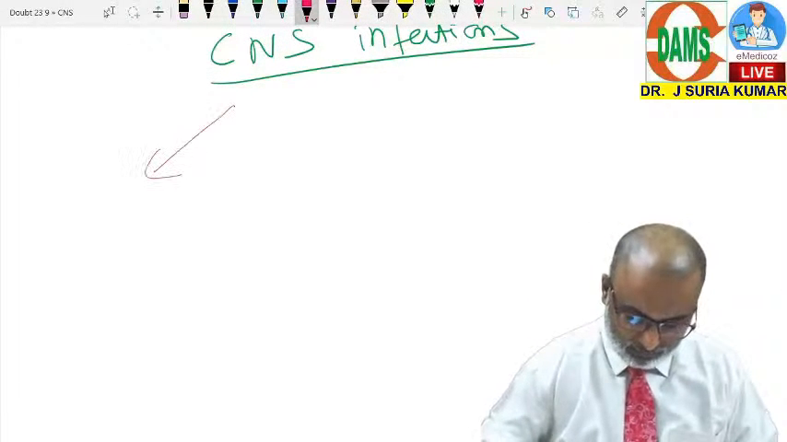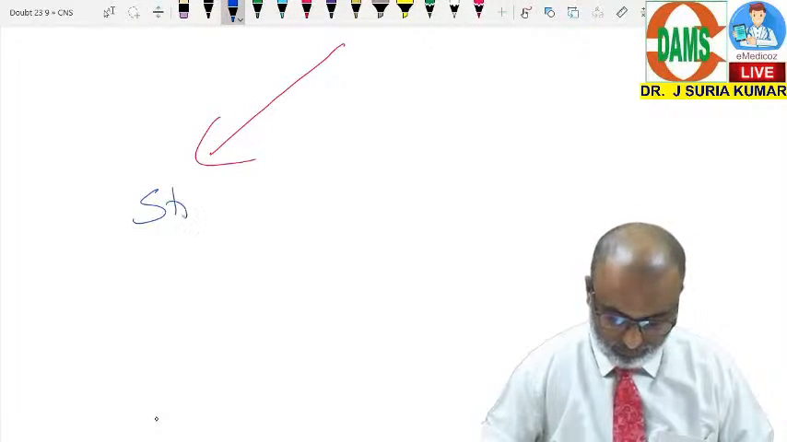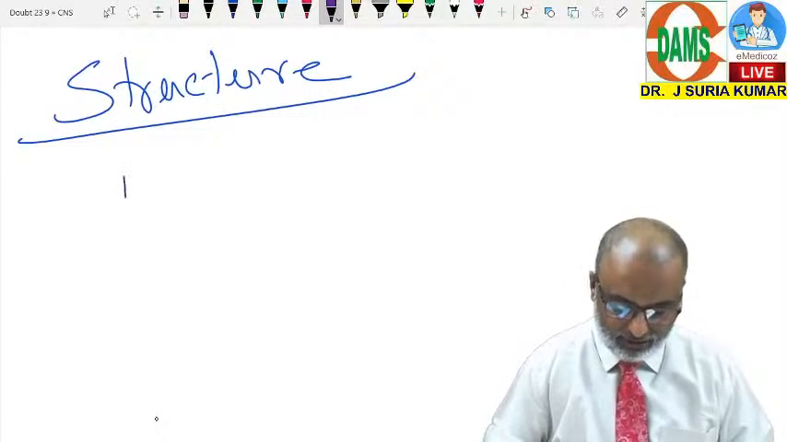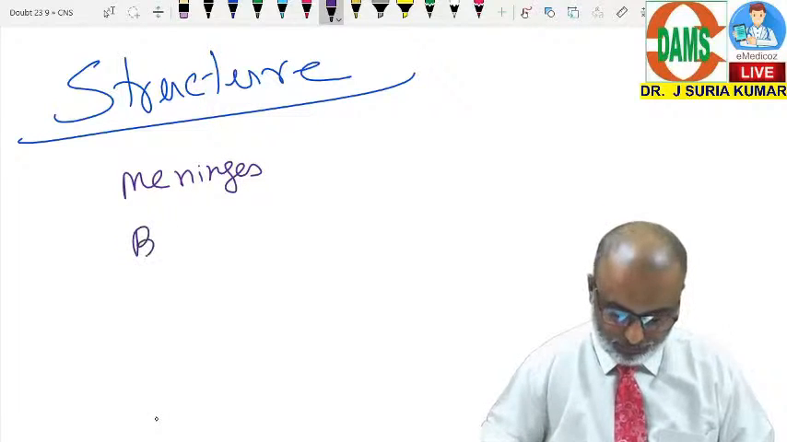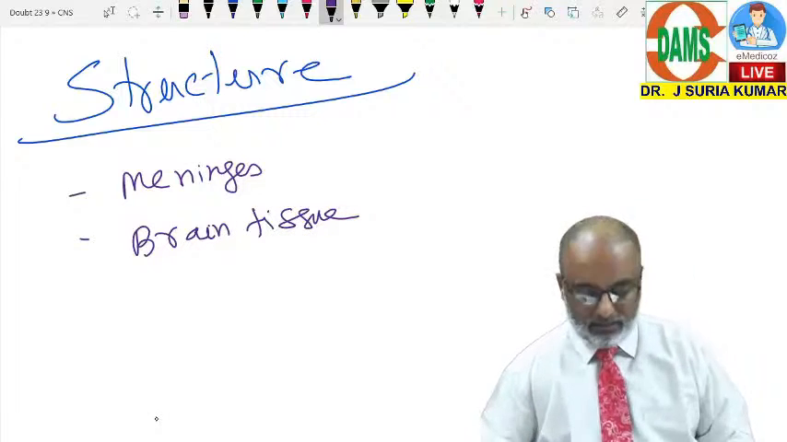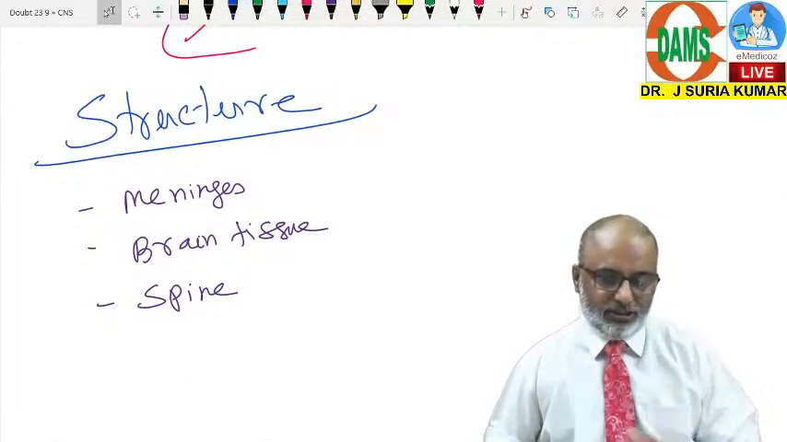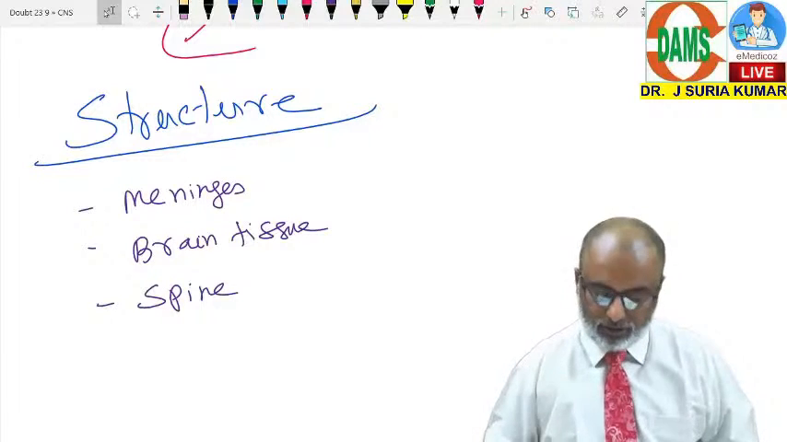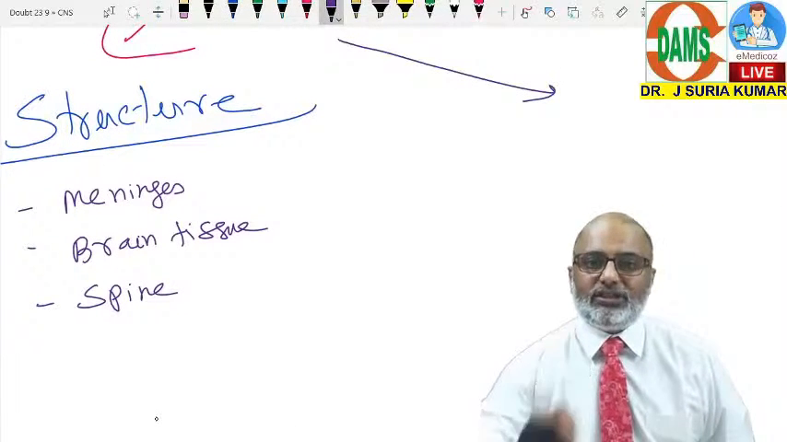Number one is based on the structure. One is meninges. Second one is brain tissue. And the third one is spine. This is based on the structure. The infection may be either in meninges, or in the brain tissue, or in spine. Next is based on the etiology, based on the organism.